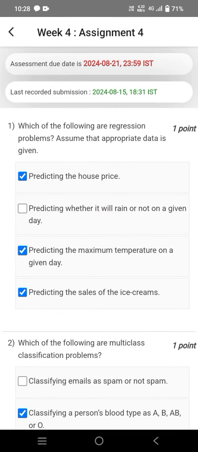So which of the following are the regression problems? Assume that appropriate data is given. Correct answer will be option A, option C and option D. Option A, predicting the house price, predicting the maximum temperature on a given day, and predicting the sales of the ice cream. Predicting whether it is rain or not on a given day, it is a categorical type of problem, not regression. So correct answer will be option A, option C and option D.